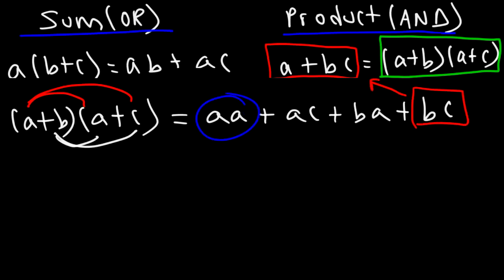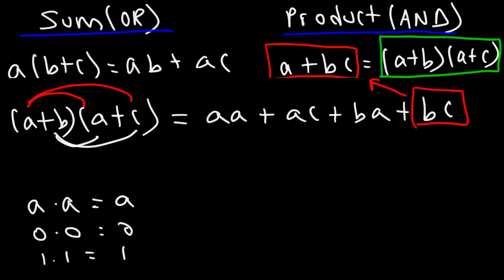What is a times a? Now if you go back to the rules we talked about, I believe this one is, it's the, not the complement, but which one was that? I know I saw it before. It was the idempotency rule. If you go back to that one, then it says that a times a is a. 0 times 0 is 0. 1 times 1 is 1. So using the idempotency rule, we can convert a times a to a.